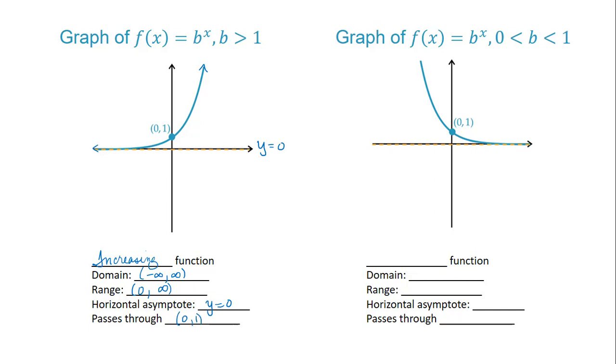Now when the base is between 0 and 1, the graph is a decreasing function. It goes through the key point of 0, 1. The domain is still all real numbers, negative infinity to infinity. The range is 0 to infinity. And the horizontal asymptote is the equation y equals 0.